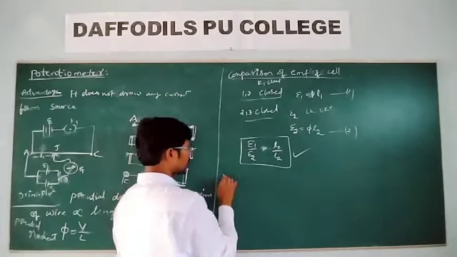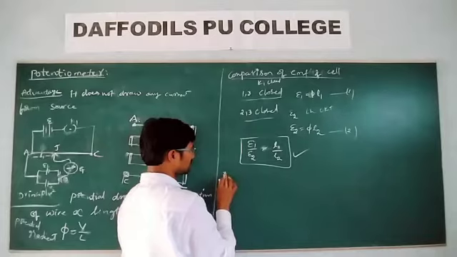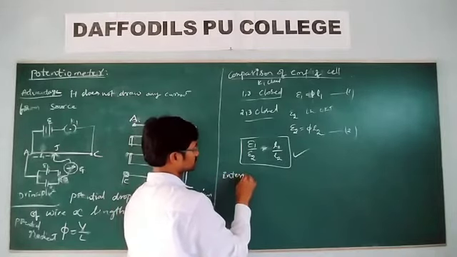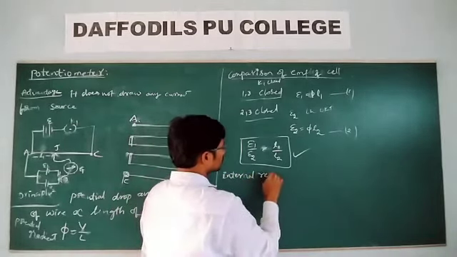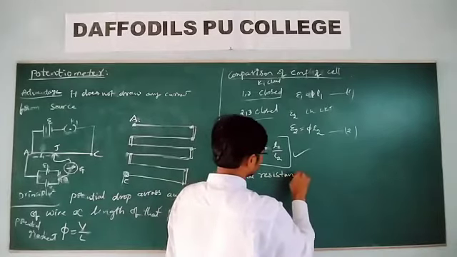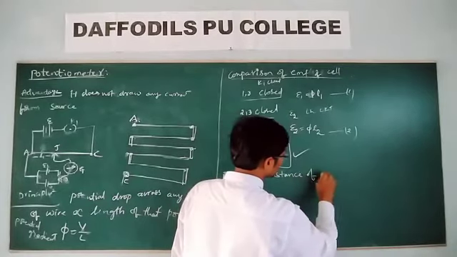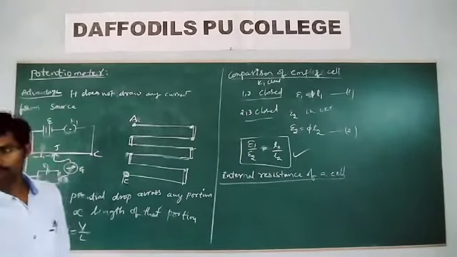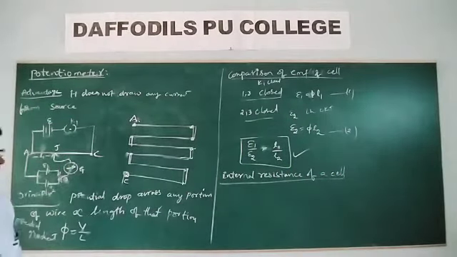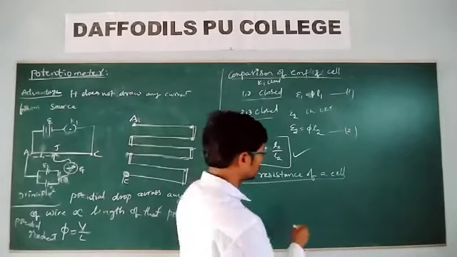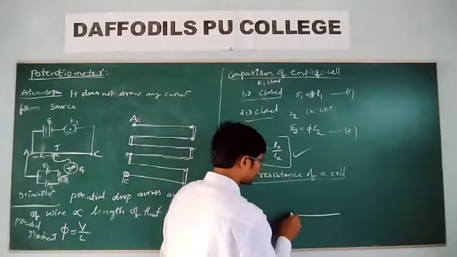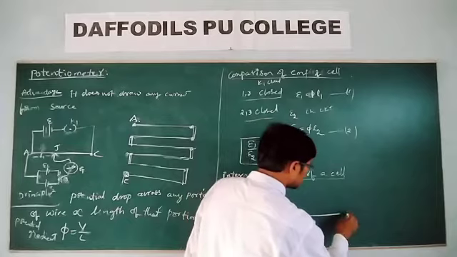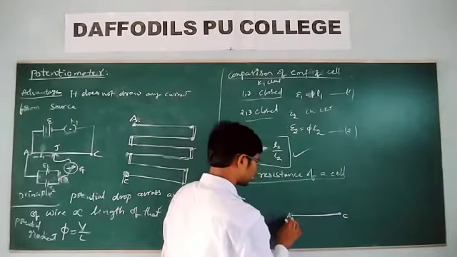Next, to determine the internal resistance of a cell. How do we determine the internal resistance of a cell? Again, let me draw the circuit diagram. We have a potentiometer wire, A and C.